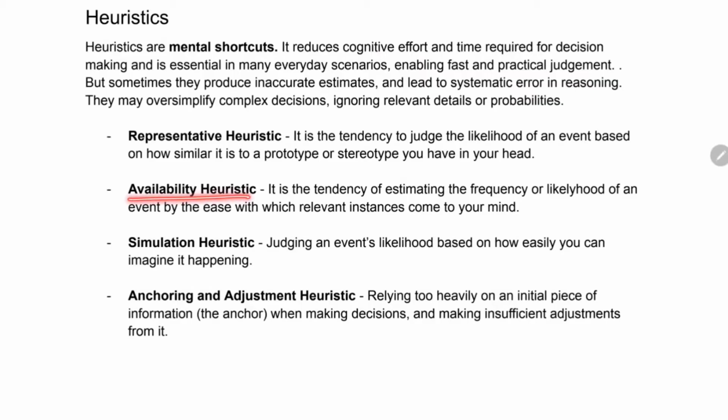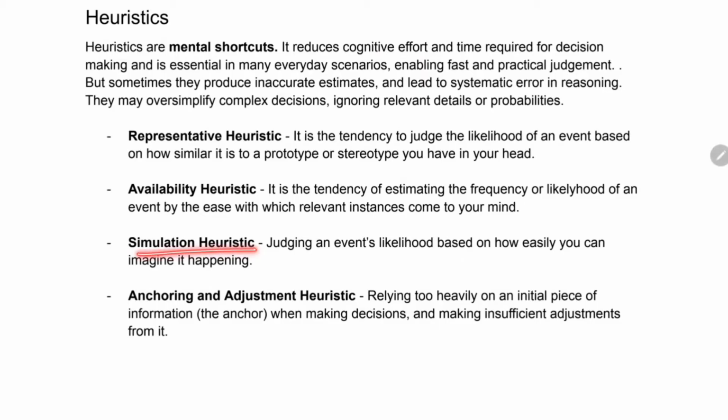Next we have availability heuristic. This is the tendency of judging something by the ease with which relevant instances come up to your mind. To understand this with an example, let's talk about breakfast. For some, it brings up the idea of coffee and eggs. And for some other people, it might bring up the idea of fruits or salad, because that is what you're most used to having in your daily life. It is highly available in your head, and that's why you make judgments based on that.